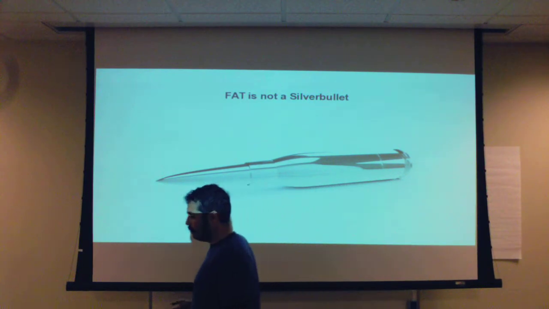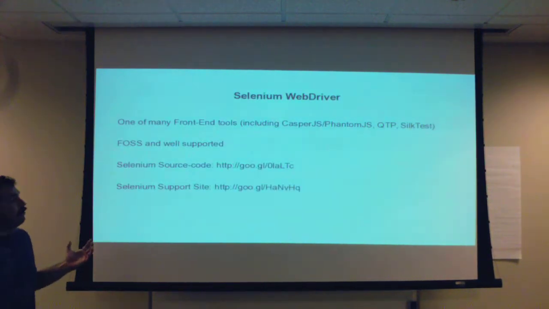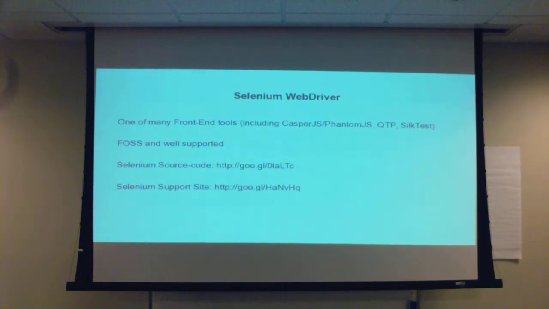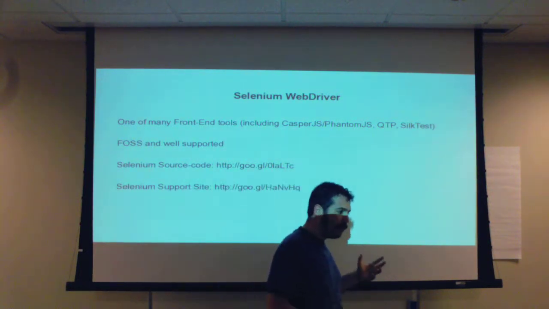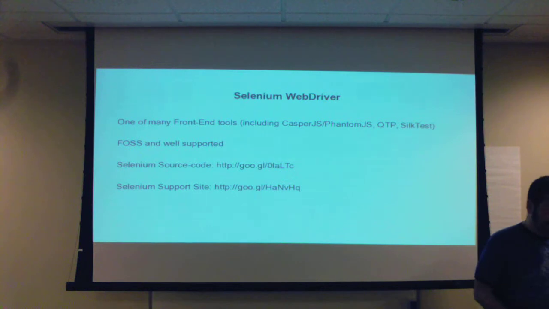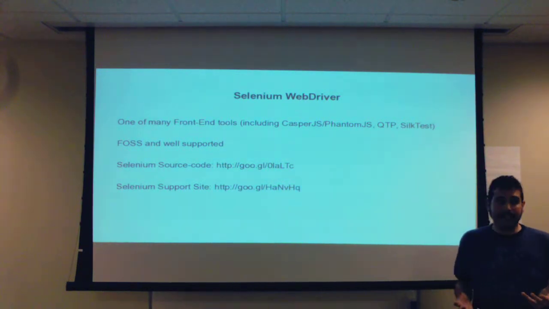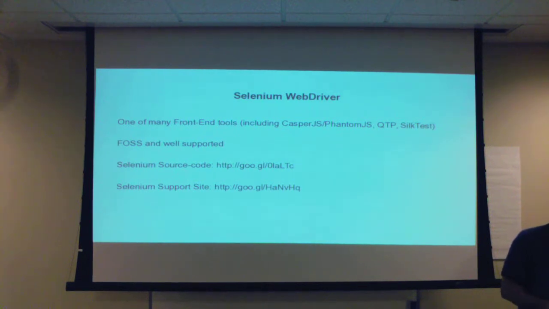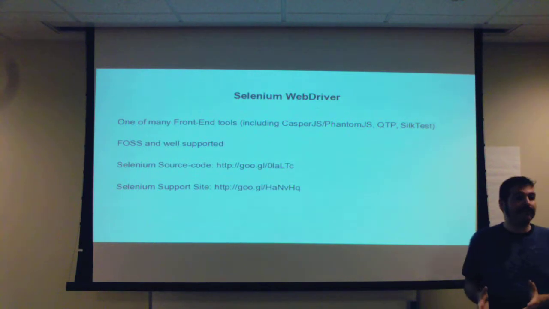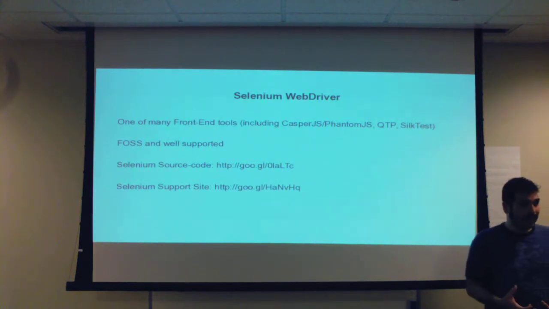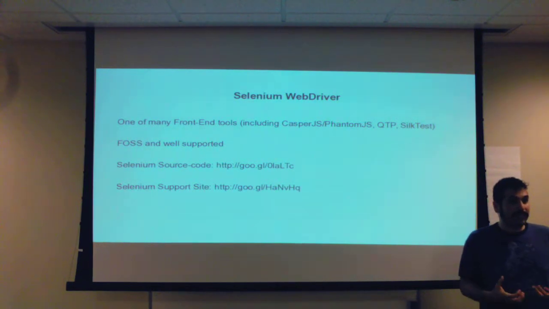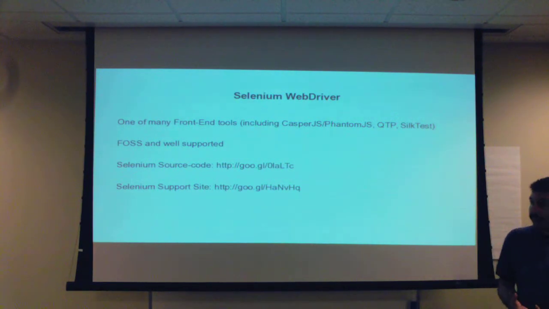So, with that said, what do we use for FAT? Well, Selenium WebDriver is one of the many, many front-end tools that exist out there: Casper.js, Phantom.js, QTP, SoapTest. But Selenium is open source and freely available, and there's a strong community behind it. There are bindings in many languages: Ruby, JavaScript, PHP, Perl. Whatever language you're using at that time, there probably is a binding for Selenium. So you don't have to change your whole project over to a vendor lock-in language, like with QTP or SoapTest. You can actually use a real programming language to run these tests.